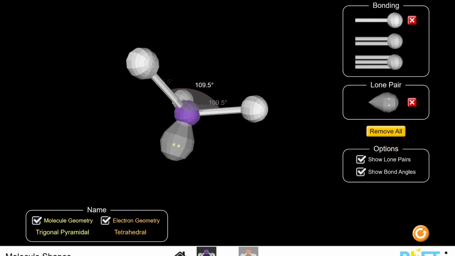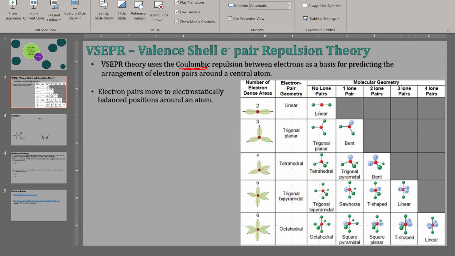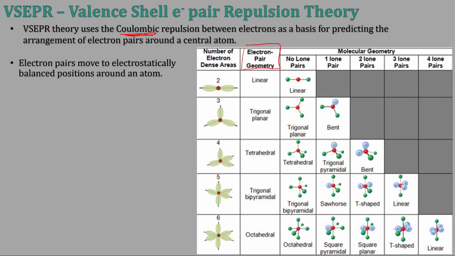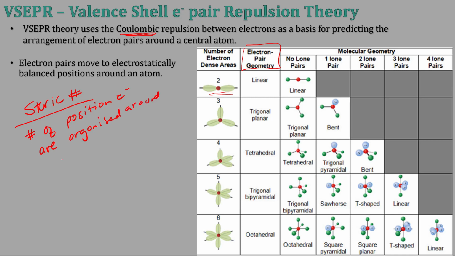If we go back to the presentation, I have all the shapes here, and it says the electron pair geometry right here. We have linear if there are two electron dense areas. You can also count the steric number. The steric number is the number of positions electrons are organized around the central atom. I spelled that the British way, didn't I?